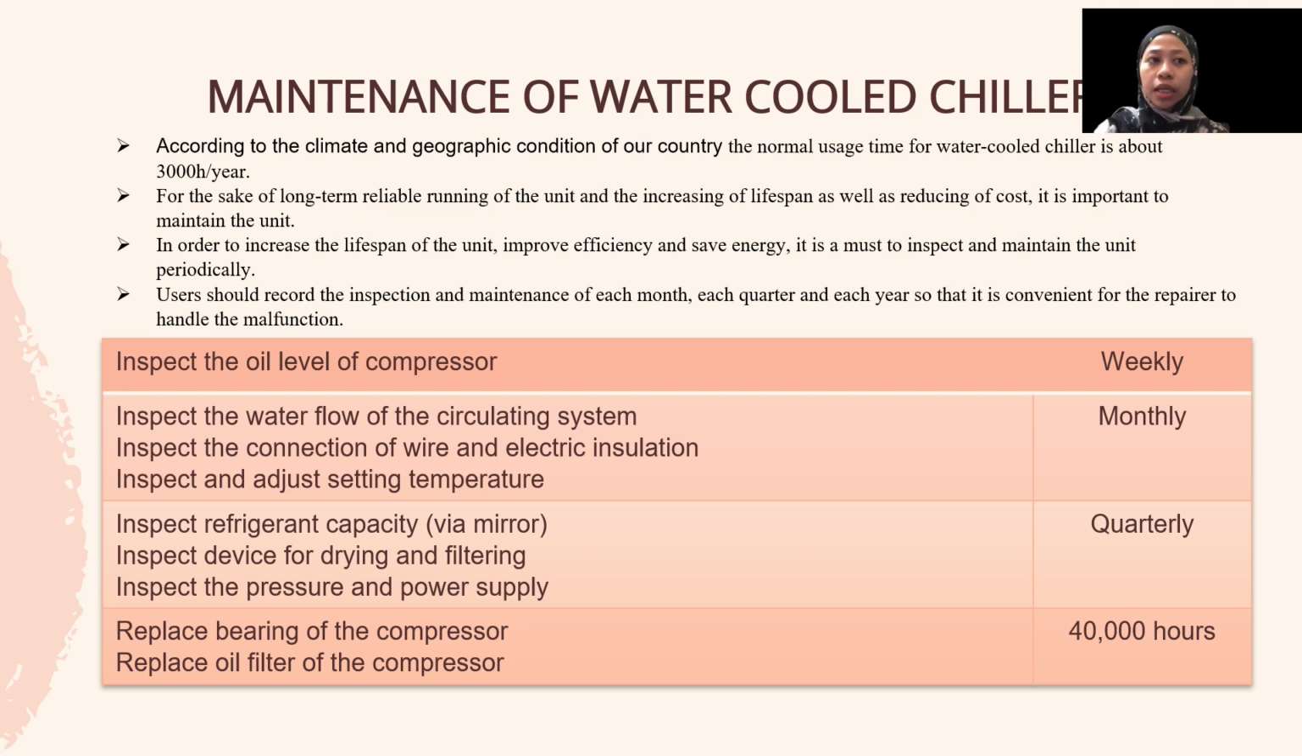For quarterly, we also have three types of inspection, which are inspect refrigerant capacity, inspect device for drying and filtering, and last, inspect the pressure and power supply.